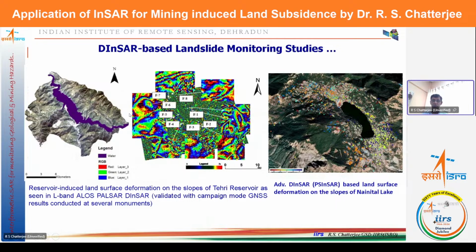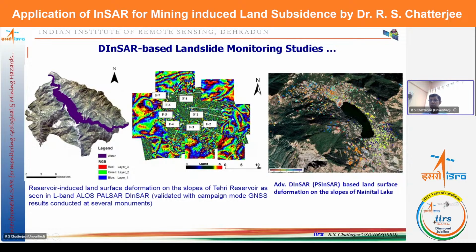This is from conventional differential InSAR, we have used L-band SAR, and from that we could map the deformation happening all along the rim area, and that we validated with campaign mode GNSS survey results. Similarly, we can do advanced InSAR, though it is not for the same area but a similar area. Here it is not a reservoir, but a natural lake, the Nainital lake. You see, there are a number of areas where landslide movements are very, very important.